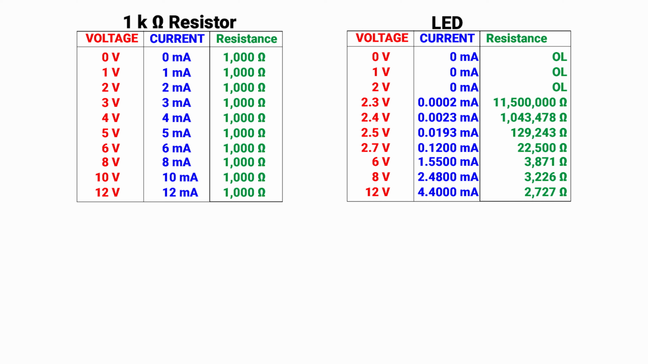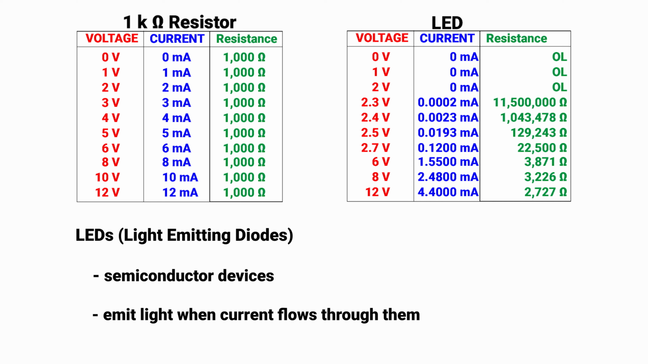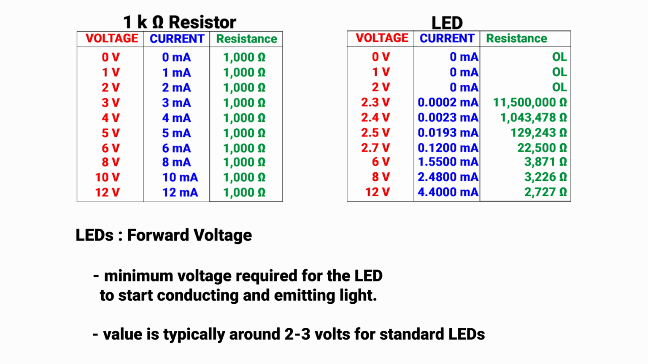Alright, as we wrap up this video, I wanted to re-emphasize some of the key points that we've learned. We first discussed what an LED is. It's a semiconductor device that emits light when current flows through it. We mentioned the property of an LED known as the forward voltage. So the forward voltage is the minimum voltage required for the LED to start conducting and emitting light. Most of the time that value is somewhere between the ranges of 2 to 3 volts. It's going to vary by manufacturer, and even within the same manufacturer, that property might change depending on the color of the LED.